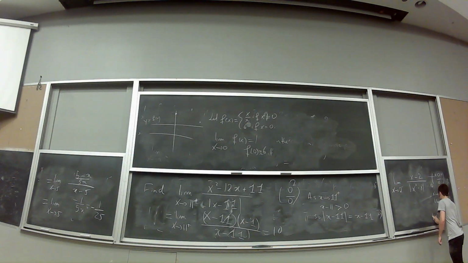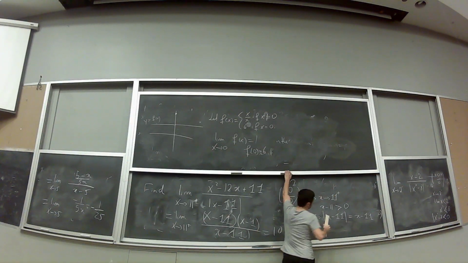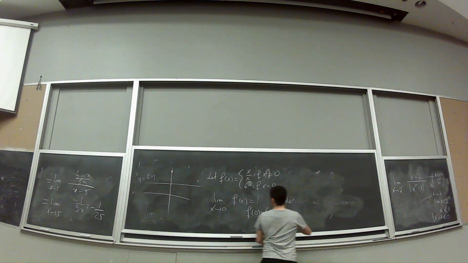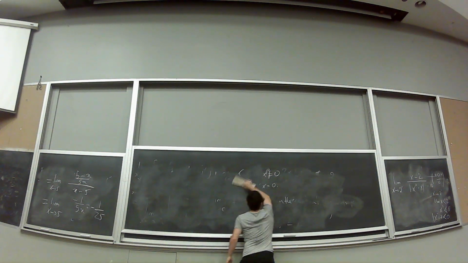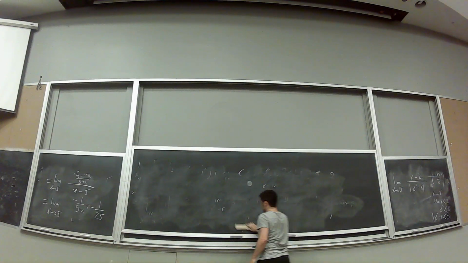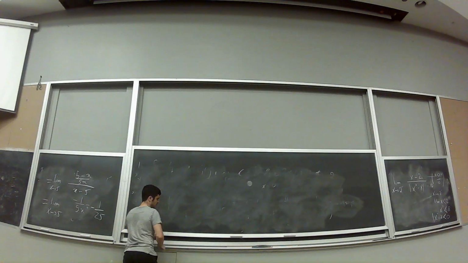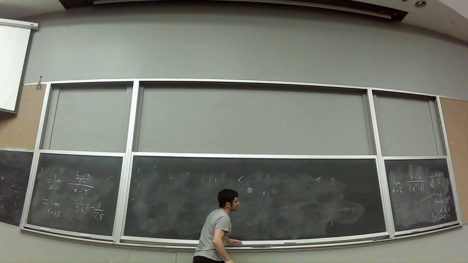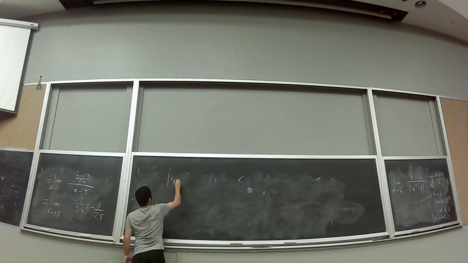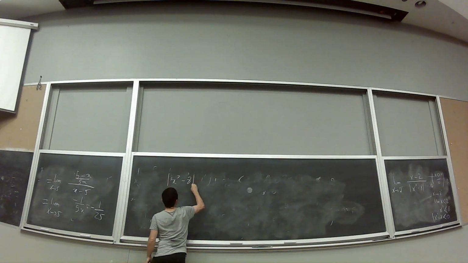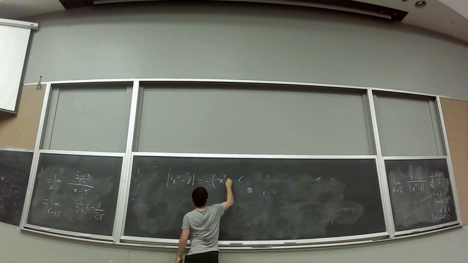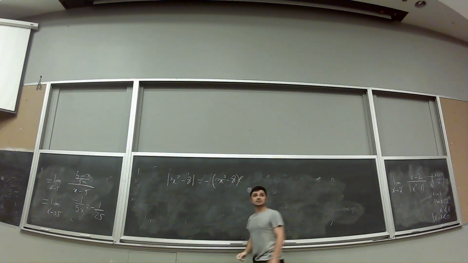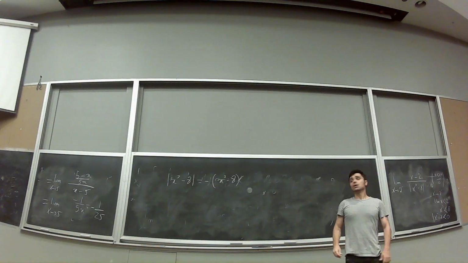So x cubed minus 8 is negative. Let me write this one here. x cubed minus 8 is negative. So if x cubed minus 8 is negative, what is the absolute value of x cubed minus 8? It's minus the quantity x cubed minus 8, right? You agree or not? Everybody, do we agree? Okay, awesome.